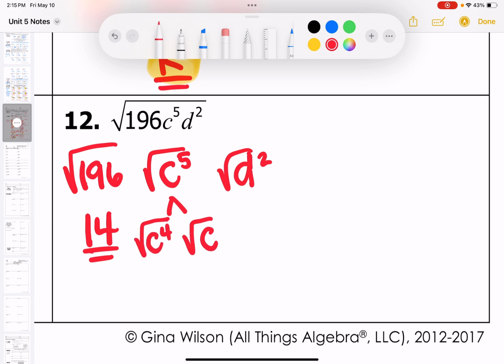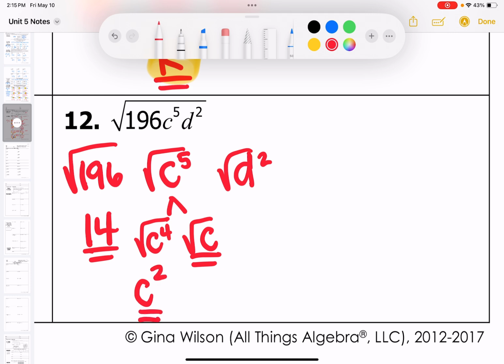Okay, I'm going to take 1 less than the current exponent, which is 4. And then in the other square root, I'm just going to have c. Square root of c is simplified, so I'm going to underline it. Square root of c to the 4th can be simplified one more time because 4 is an even number. So I do 4 divided by 2, and I get 2.